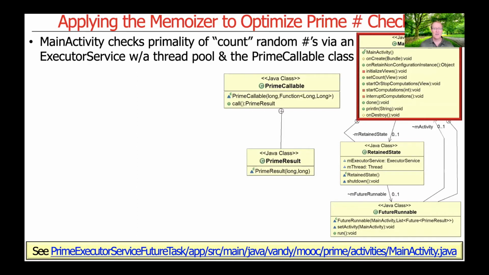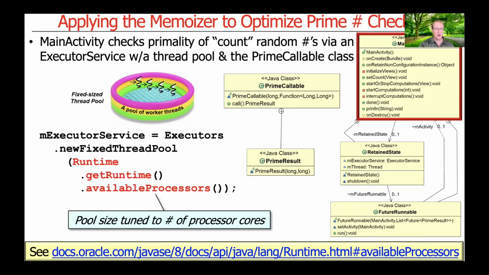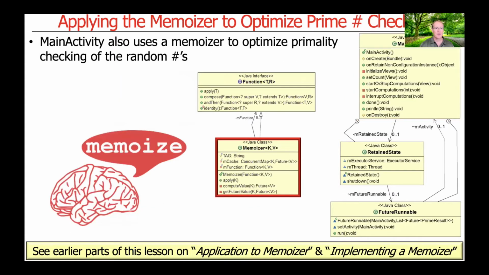The main activity, because of course this is an Android app that you can take a look at at the bottom of the link, will check the prime status of count random numbers via the executor service and a thread pool associated with it, and the prime callable class. And of course, under the hood, we're going to use the executor completion service, but we're going to make ourselves an executor service, which is going to be used to actually do the computation. And just for fun, we're going to use a fixed size thread pool, which is tuned, of course, as always, to the number of processor cores by default. Then we're going to use our Memoizer that's based on the future task in order to be able to optimize the checking of the numbers to see if they're prime or not.